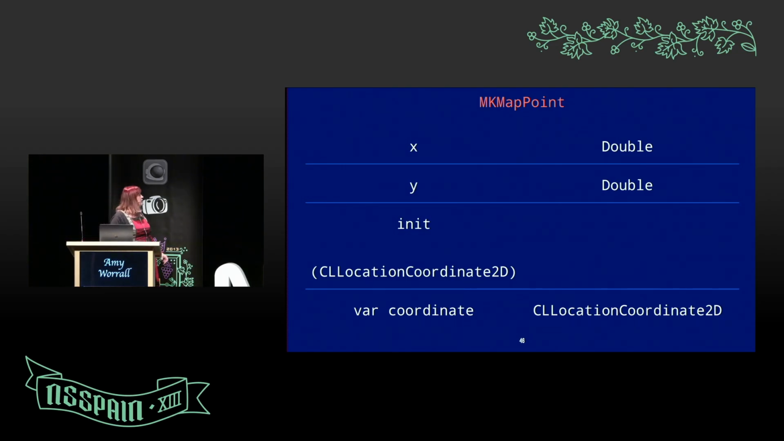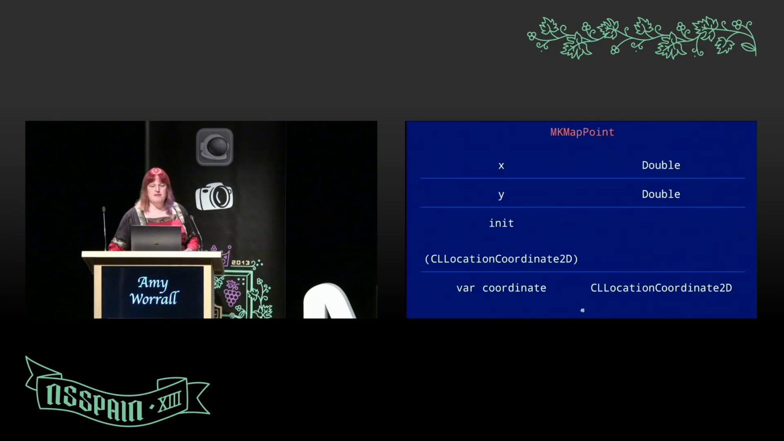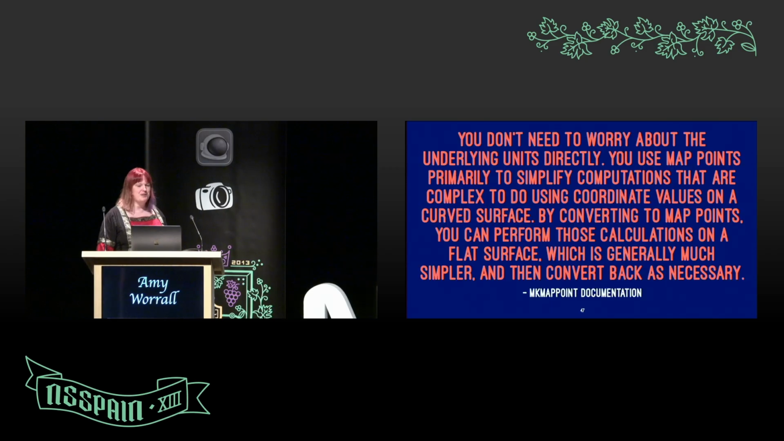So now I'd like to introduce you to MKMapPoint. This is another data structure, and MKMapPoint has an X and a Y position, which is what we want, and you can init it with a CLLocationCoordinate2D. And it does the projection maths for you. And you can also pull the coordinates back out of it if you need to. So this is great. Apple has already coded the map projection, so I don't have to.